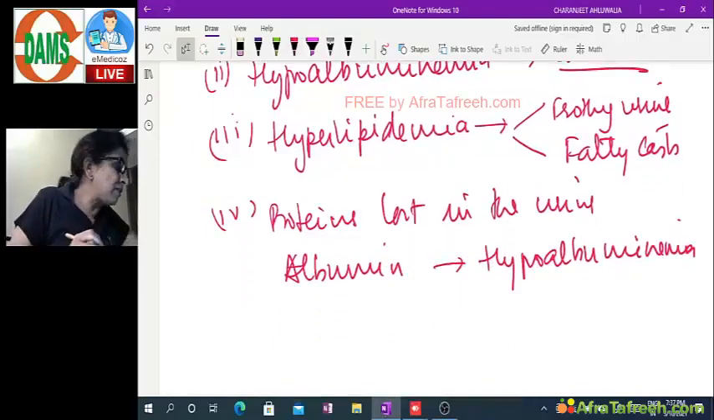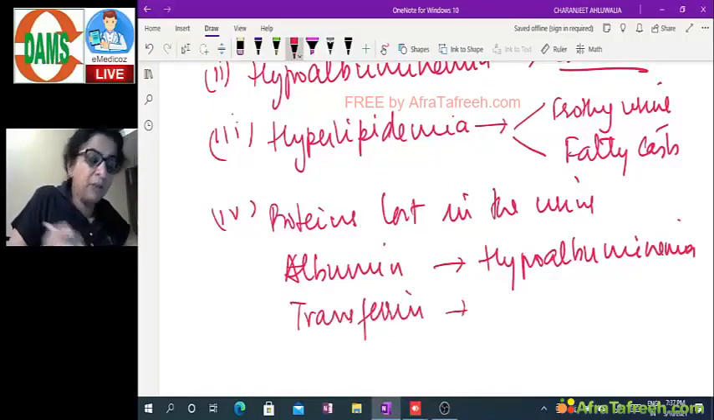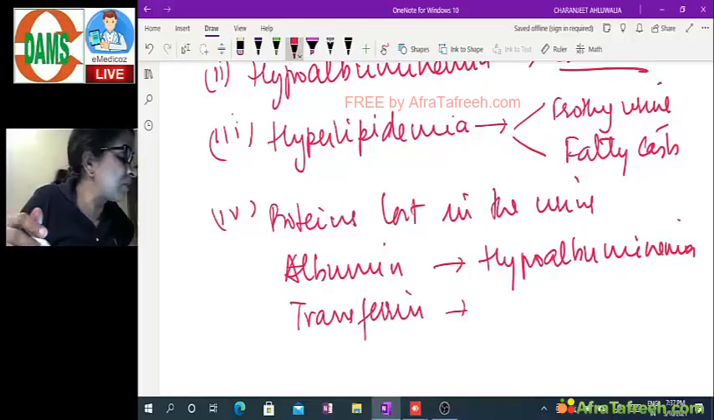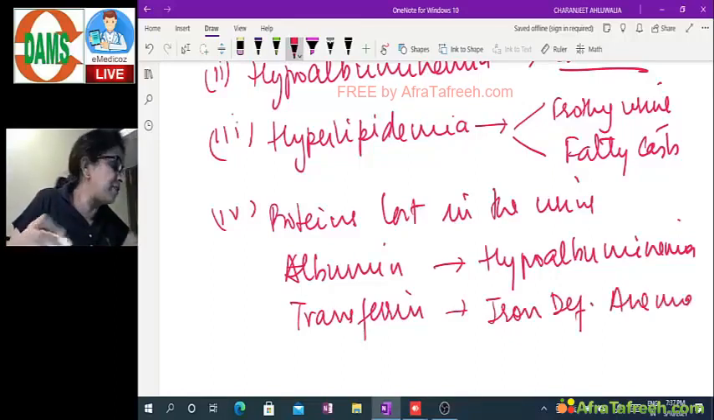Second protein lost in the urine is transferrin. You know transferrin is an iron transporting protein. So nephrotic syndrome patients can develop iron deficiency anemia.